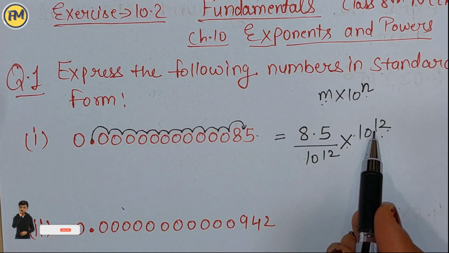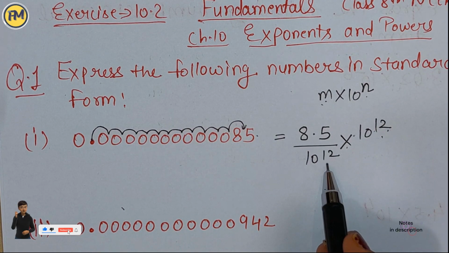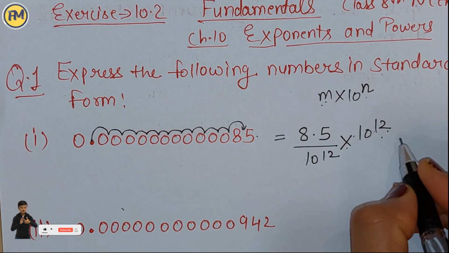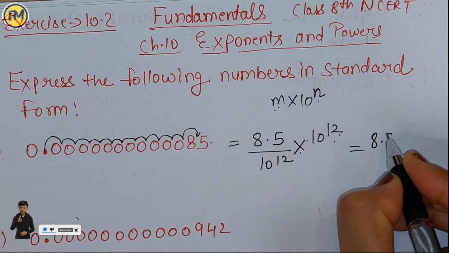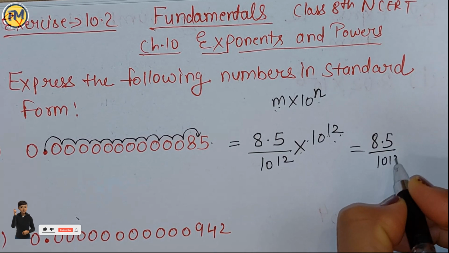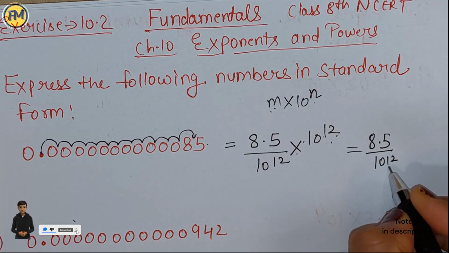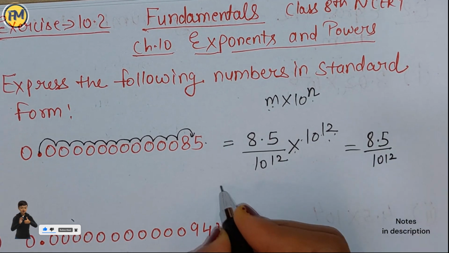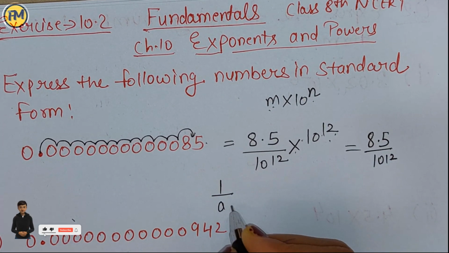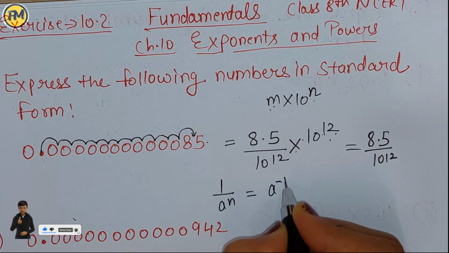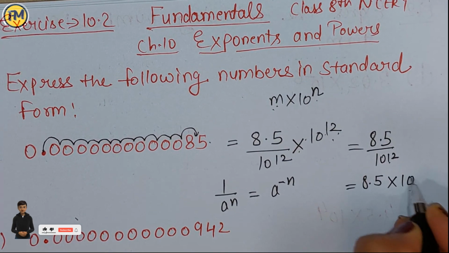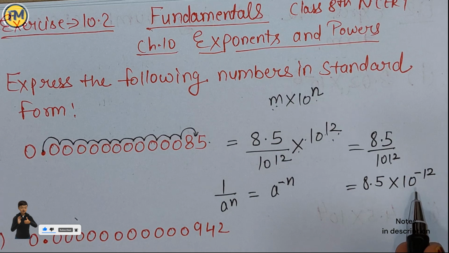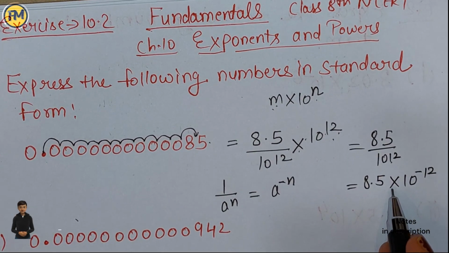And if you are multiplying by 10 raised to the power 12, then you have to divide also by 10 raised to the power 12. After multiplication, this number will become 8.5, and in division, you know already that 1 upon a raised to the power n is equal to a raised to the power minus n. Yes or no? This power will become negative. So 8.5 into 10 raised to the power minus 12. The power will become negative. I hope you understood.